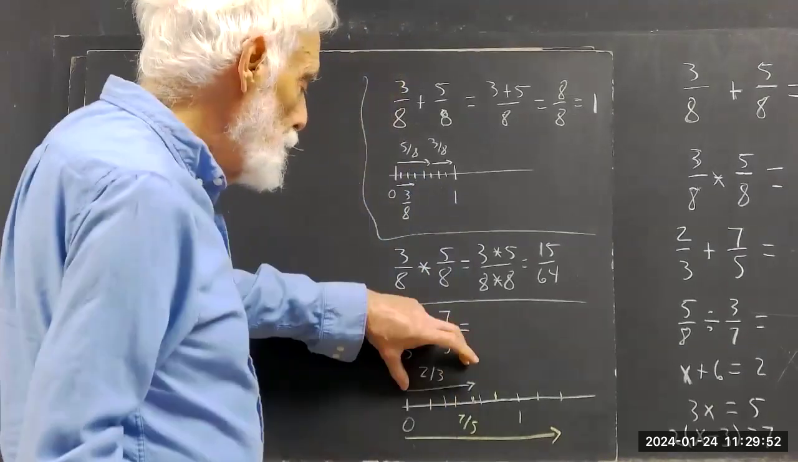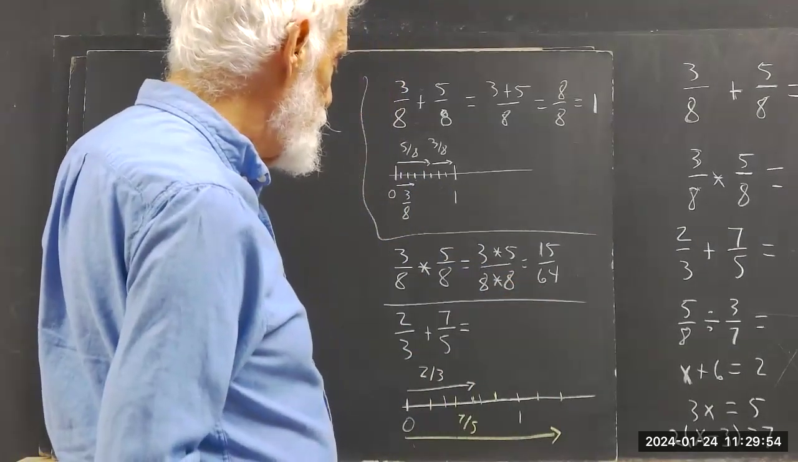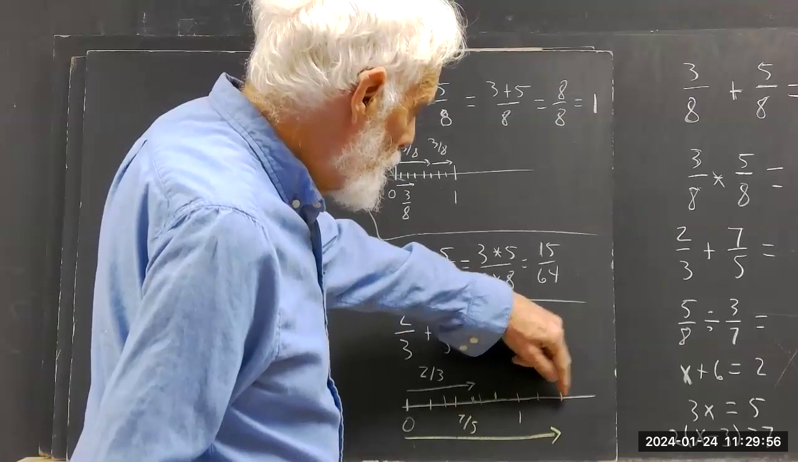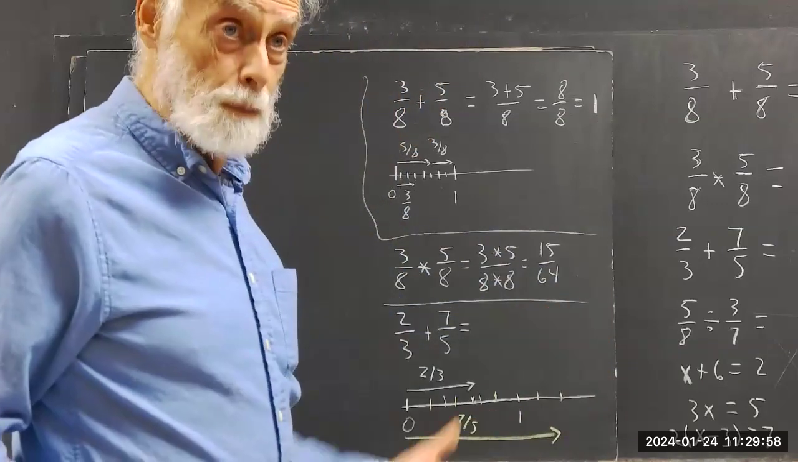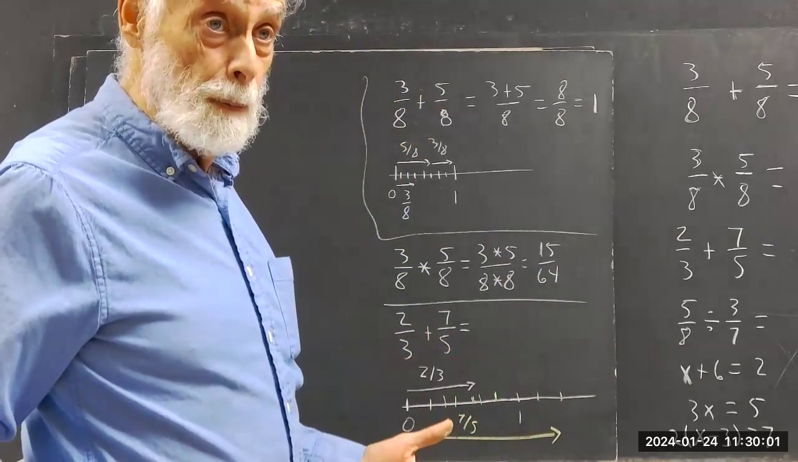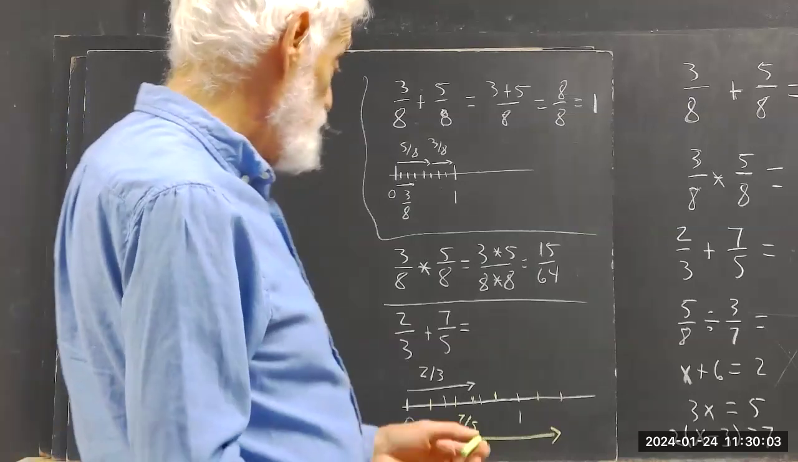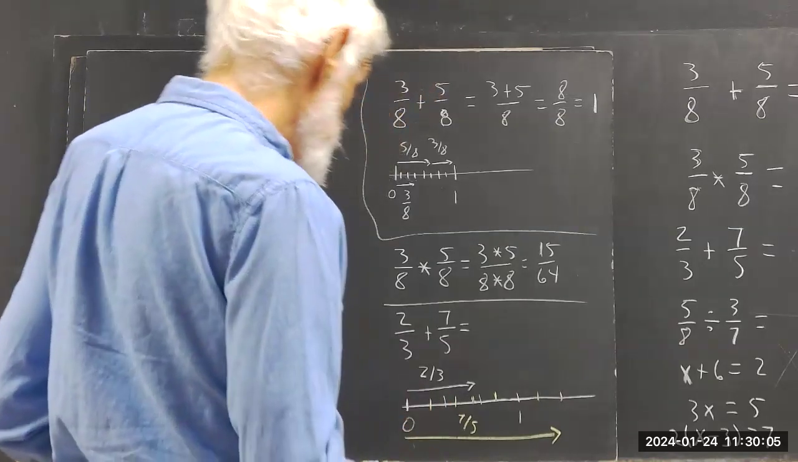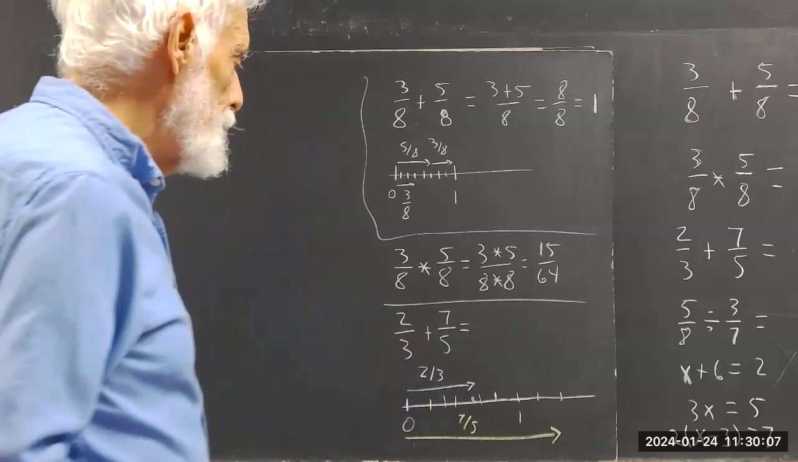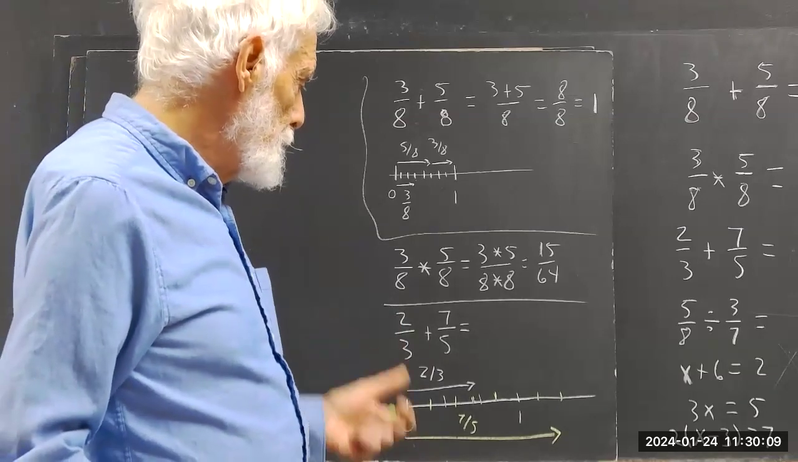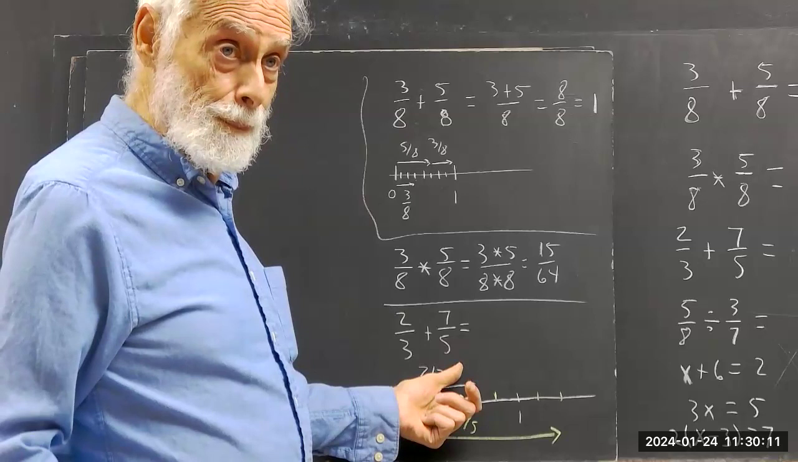Now, if I add 2/3 to 7/5, I'm gonna have to go further than this. I'm gonna be out there around 2. It'll be kind of close to 2 probably. Okay, just looking at it without being real analytical. So I know that my answer is going to be bigger than either of these numbers.